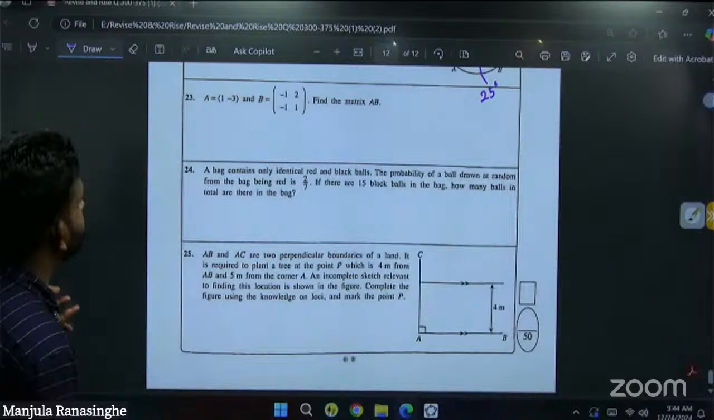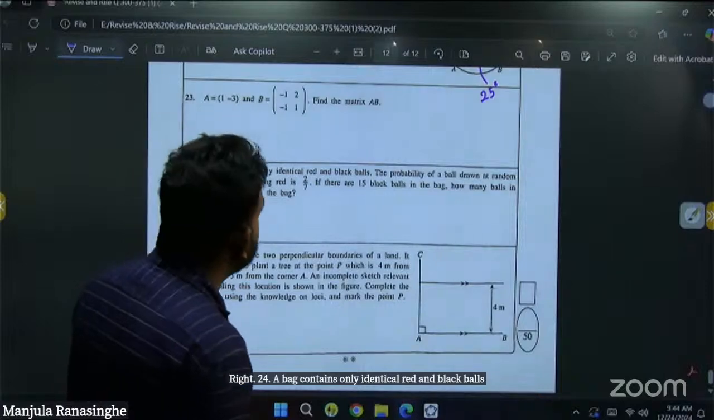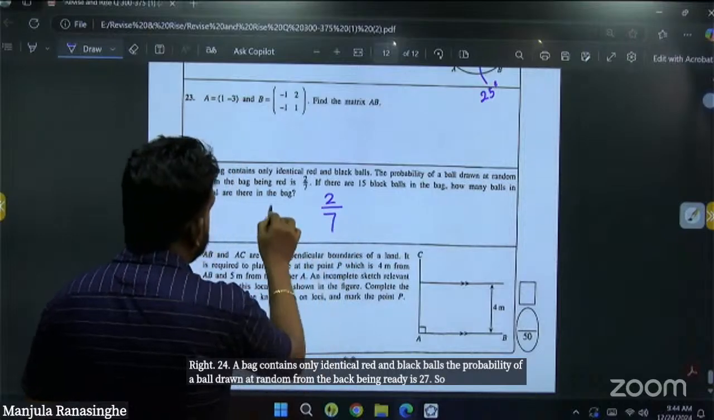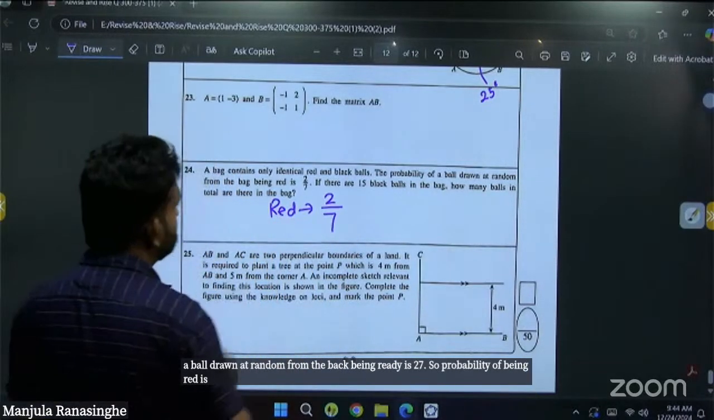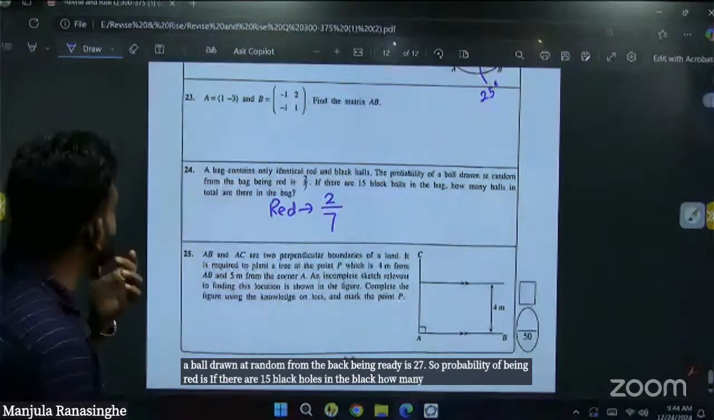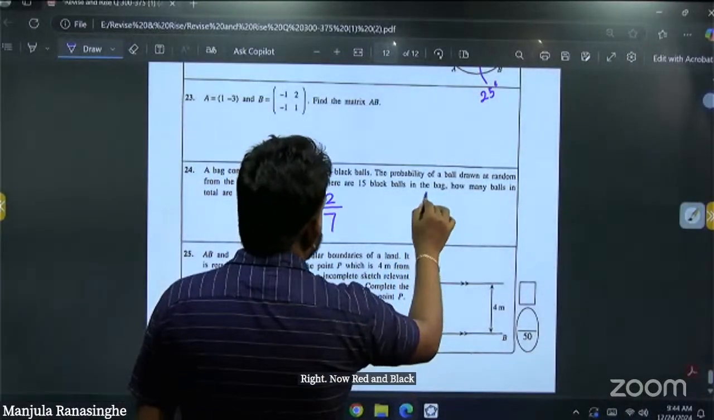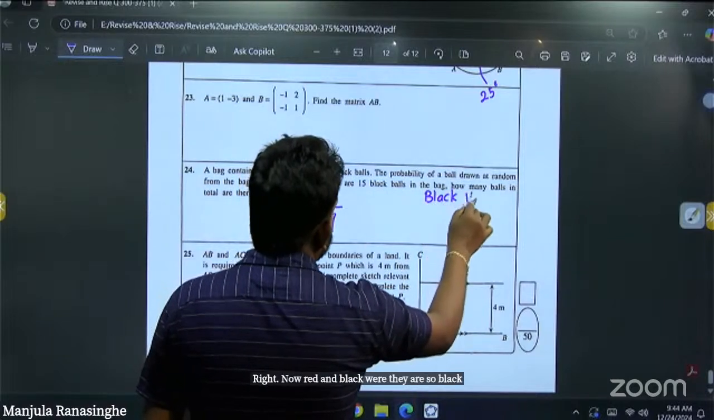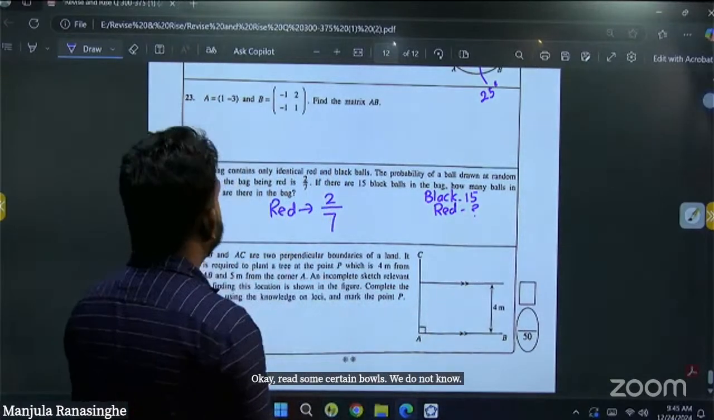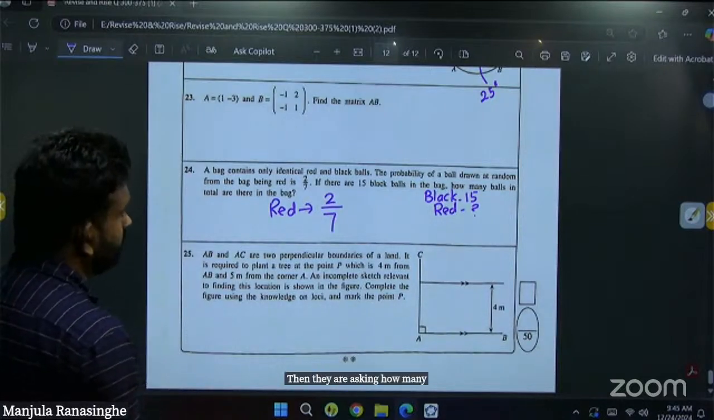Question 24. A bag contains only identical red and black balls. The probability of a ball drawn at random from the bag being red is 2/7. If there are 15 black balls in the bag, how many balls in total are there in the bag? Red and black balls were there, black are 15, and red are some certain number we do not know. They are asking how many balls there are in total. Now check here.